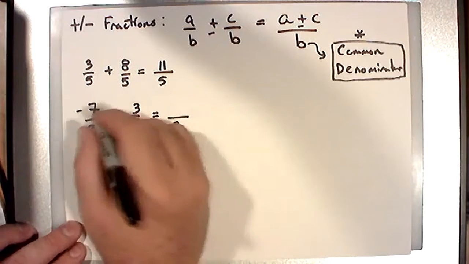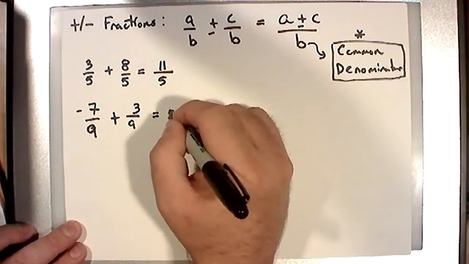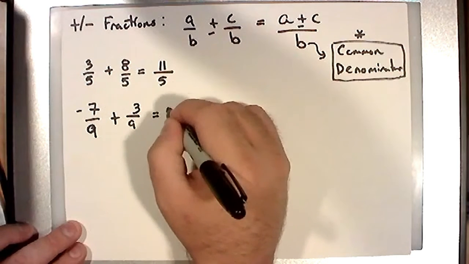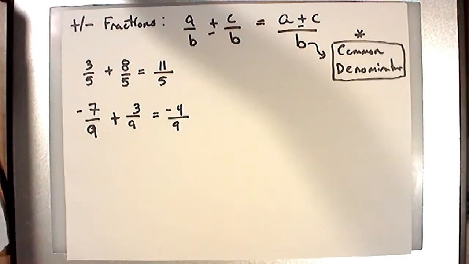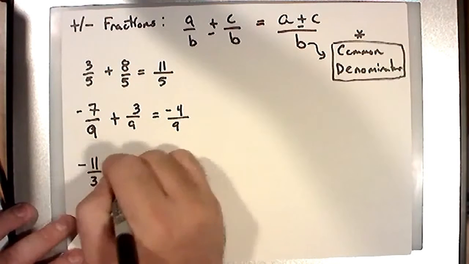-7 plus 3, those don't add, right? A negative number and a positive number. Don't forget your sign rules. They're going to subtract. 7 minus 3 is 4, and keep the sign of the larger. So -7 plus 3 is -4, and again, back over 9. What if there's more than 2 of them? It doesn't matter. If there were 3 of them, it's really the same principle.